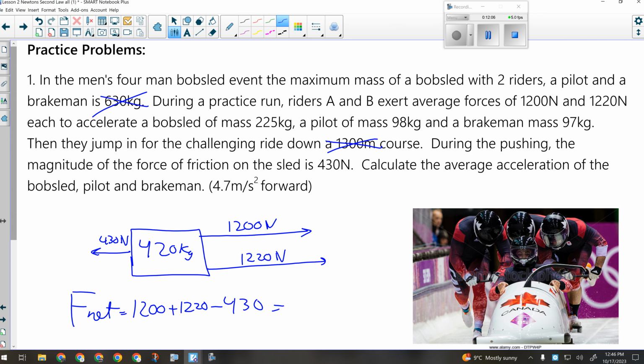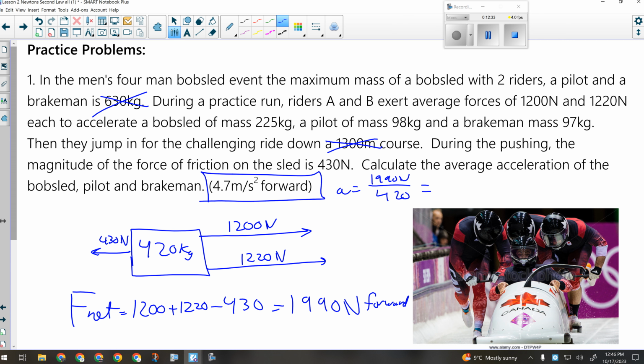Do it in your head. I was right. 1,990 newtons. Okay, so 1,990 newtons is my net force, and that's forward. Can I calculate the acceleration now? Again, because I know the net force and I know the mass. Acceleration will be 1,990 newtons divided by 420 kilograms, which will give me 4.7 meters per second squared forward.